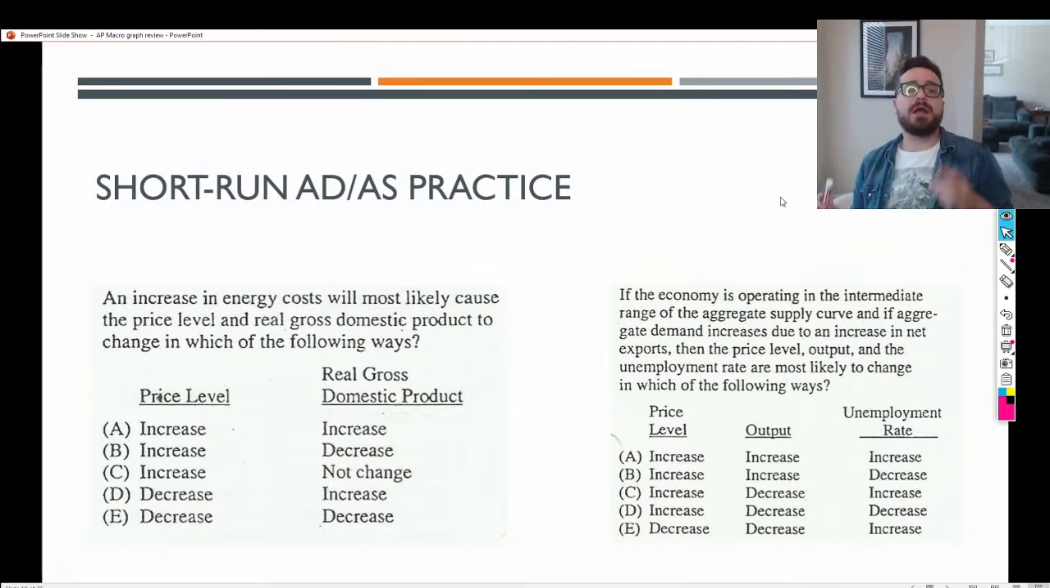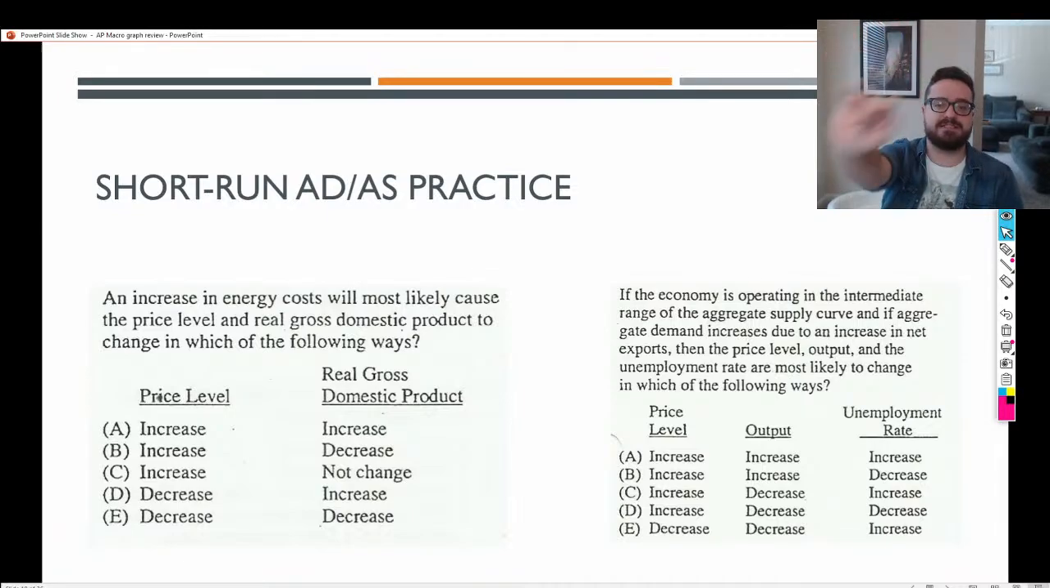All right, so I'm going to use multiple choice for this because this graph is going to come up a bajillion times in FRQs from here on out. So multiple choice questions are where this gets kind of simple. An increase in energy costs will cause the price level and real GDP to change in which of the following ways. Here's what I'll tell you.